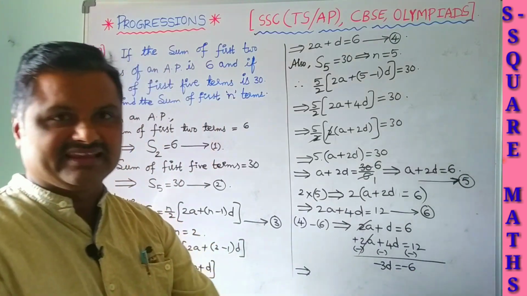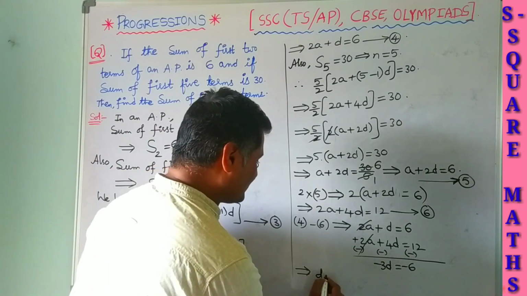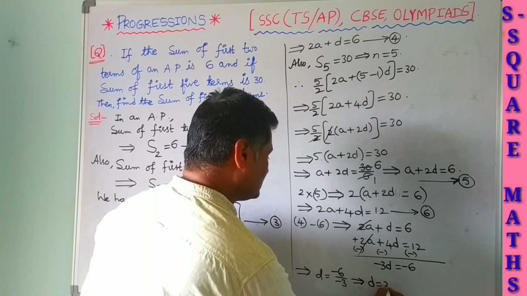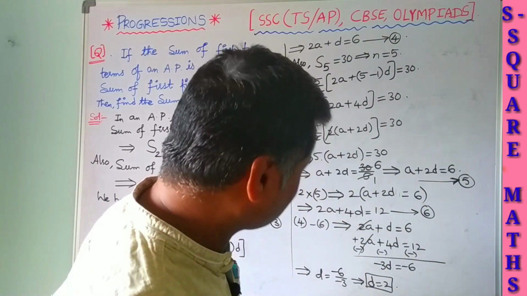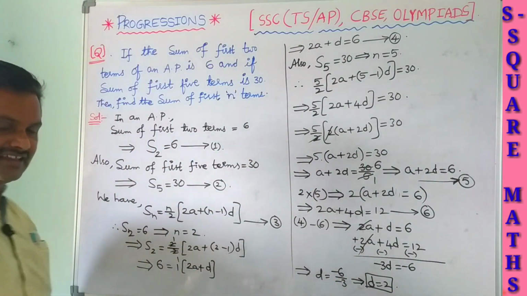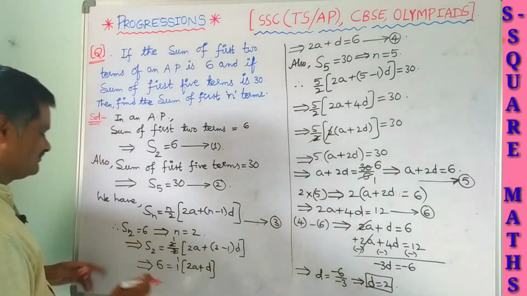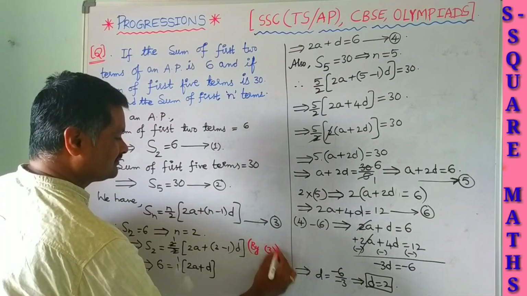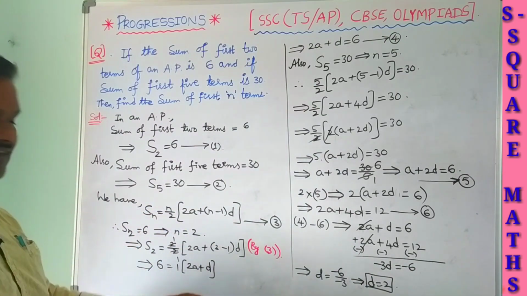This is nothing but a linear equation in one variable, a simple equation. Solving, we get the value of d: minus 6 by minus 3 gives d is equal to 2. So by eliminating a, we got the value of d as 2. Let us review the problem once again. This we applied from the third equation. From the third equation we substituted n is equal to 2 and proceeded.